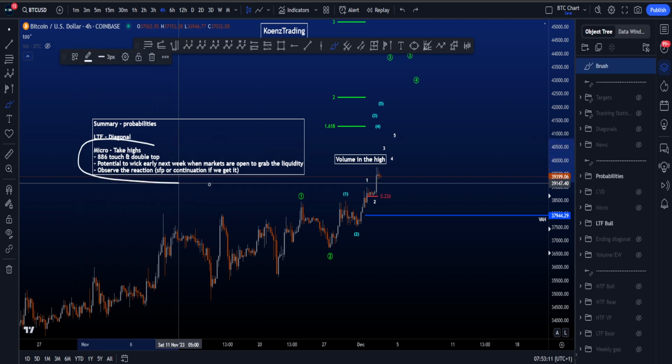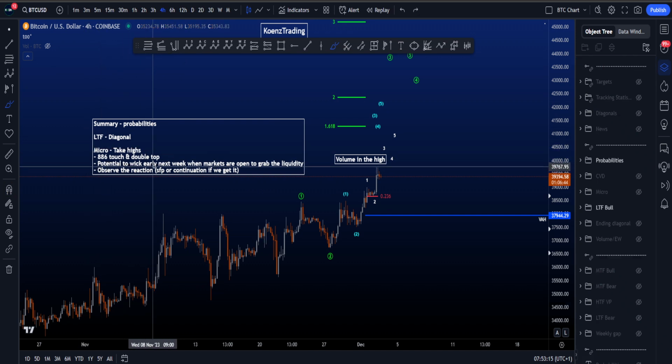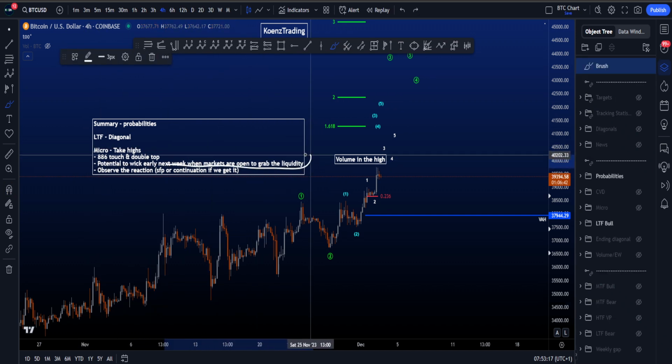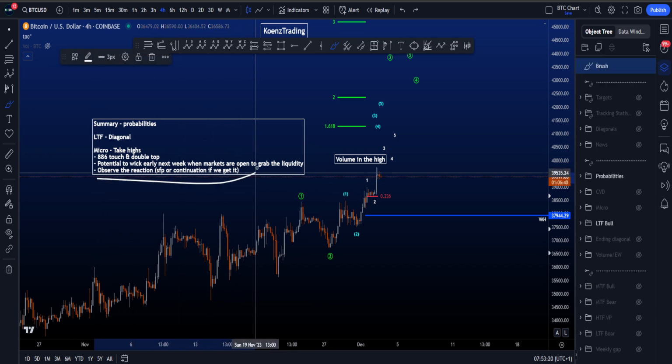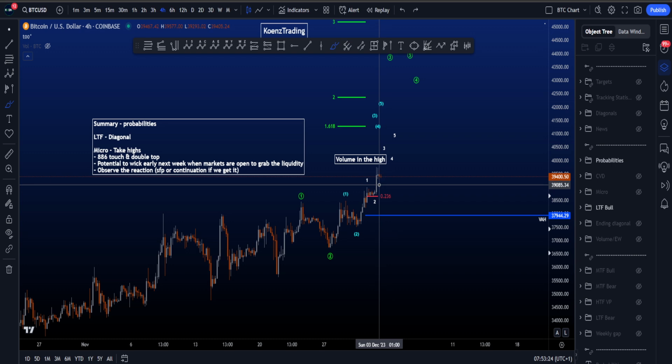In this range though, if we look at the range, we touch the 886, we have a double top, so potential to wick early next week when the markets are open to grab the liquidity, observe the reaction for potentially a swing failure pattern, or of course potential continuation. We have to wait and see.